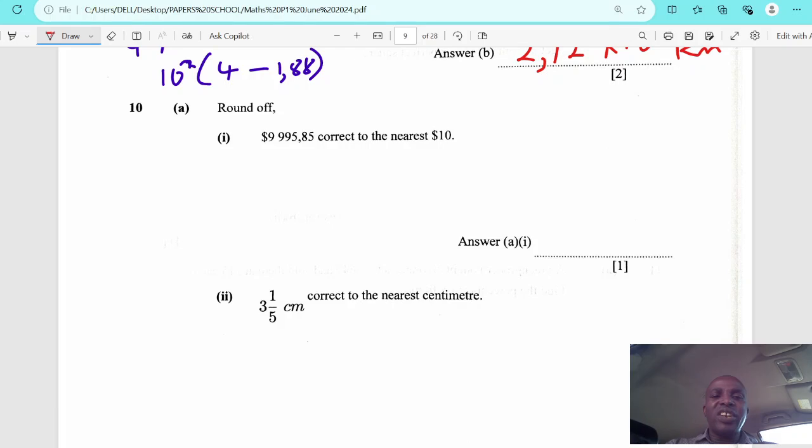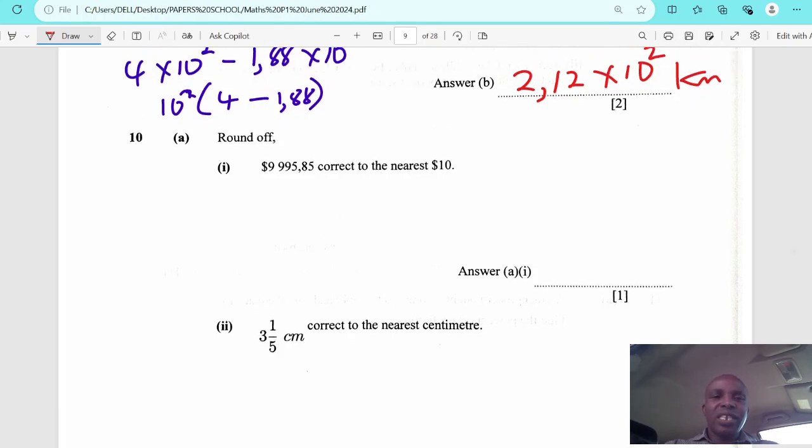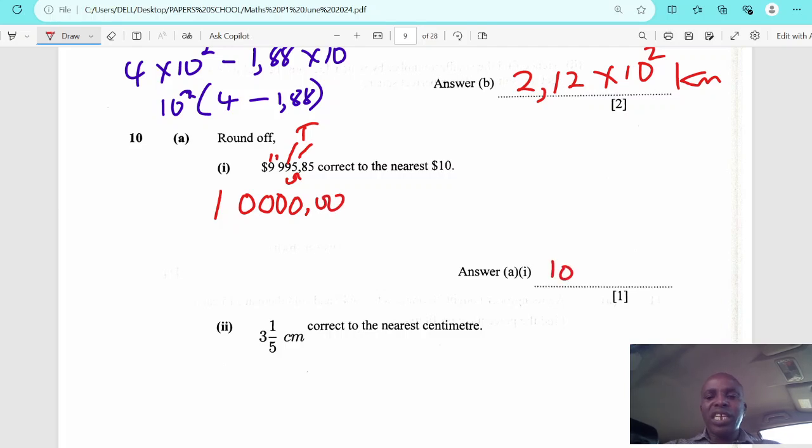Next part, question number 10, round off this number correct to the nearest $10. These are the units, these are the tens. So you look at this 9, then check this number, which is 5. If it's 5 and above, you add 1 to the number before it. If you add 1 to this 9, it will become 10, you put 0 and carry the 1 here. Then all the other digits will be converted to zeros. So it will be 10,000.